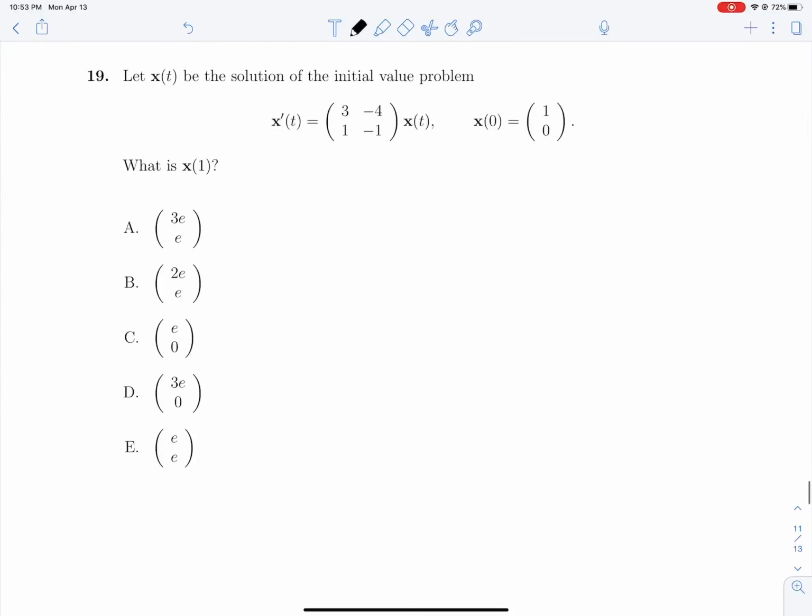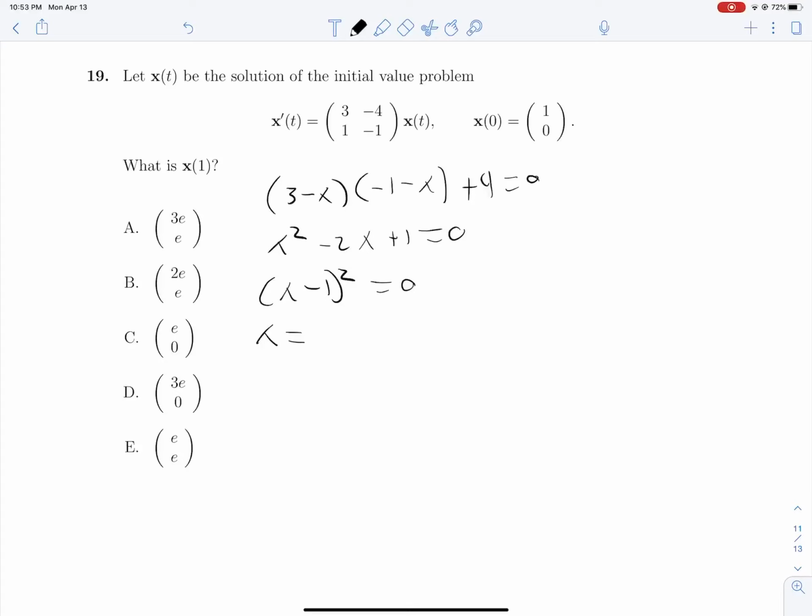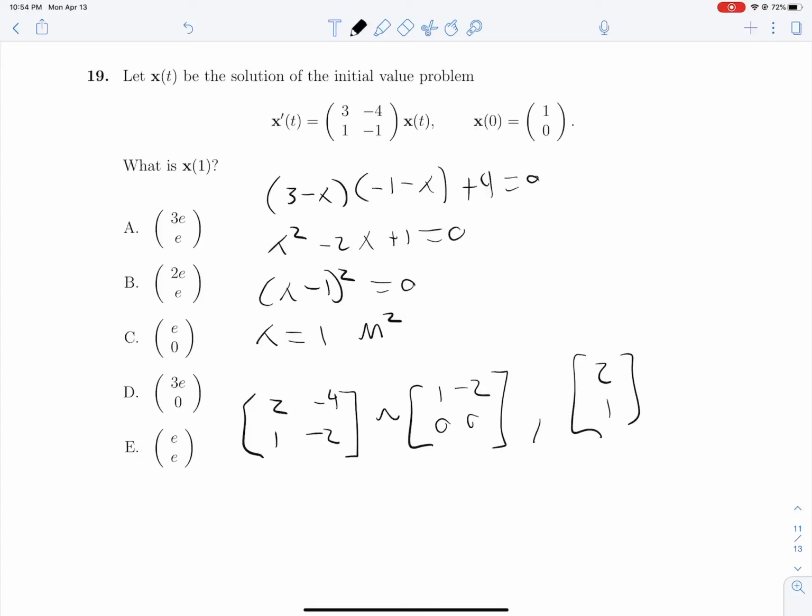x of t is a solution to this initial value problem. We are finding x of 1. Finding our eigenvalues, we'll be solving 3 minus lambda times negative 1 minus lambda plus 4 is equal to 0. Lambda squared minus 2 lambda minus 3 plus 4, so plus 1, is equal to 0. This is lambda minus 1 squared is equal to 0. Lambda is equal to 1 with a multiplicity of 2. Plugging that into A minus lambda I, we get 2, 1, negative 2, negative 4. We can simplify this down to 1, negative 2, 0, 0, and extract an eigenvector of 2, 1 out of the deal.